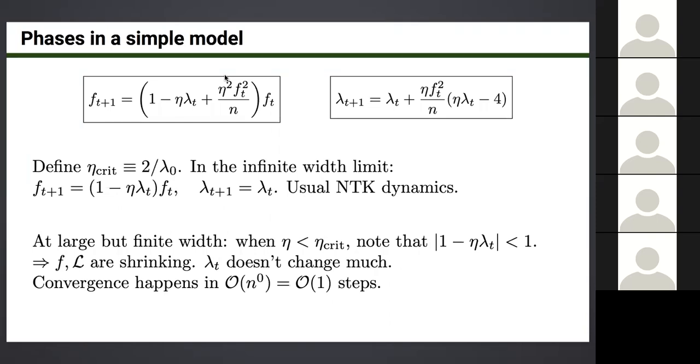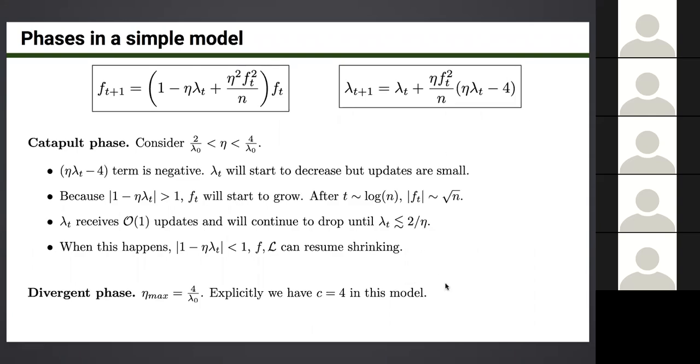you'll see that here, lambda will get some order 1 over n corrections to it. But as long as this thing is still smaller than 1 in magnitude, it'll make sure that f is shrinking and therefore the loss is shrinking, and lambda won't change much. And again, the same thing is true. You'll get convergence in a time that, to leading order, is independent of width. And then there are some small finite width corrections that I've dropped that you could also account for. So that's recovery of the lazy phase.